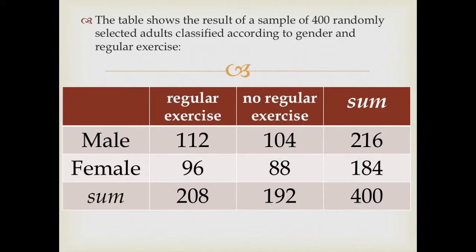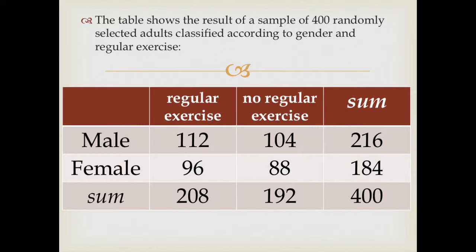We have the same descriptions for our females. There are 96 females who regularly exercise, 88 females who do not regularly exercise, and 184 total females. And then going down, 192 people who do not regularly exercise, and 208 people who do regularly exercise. So these are the actual data. This is how it's classified.